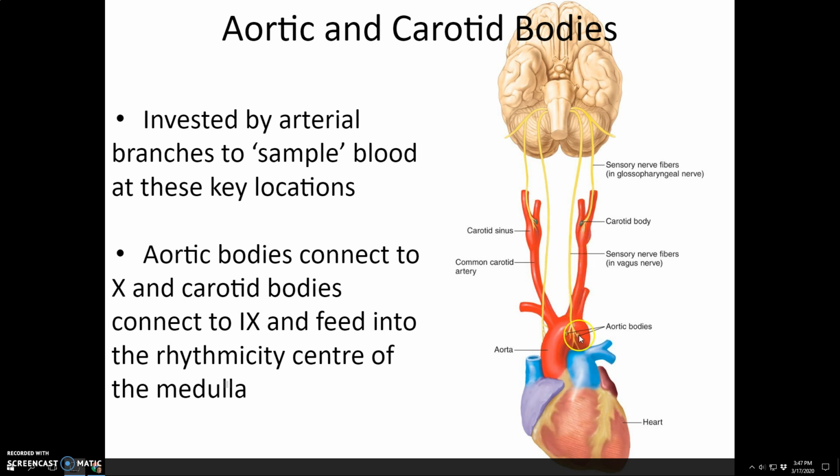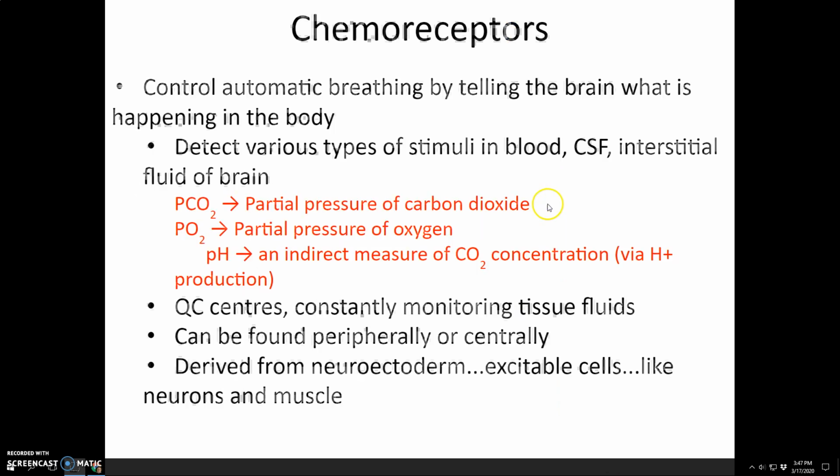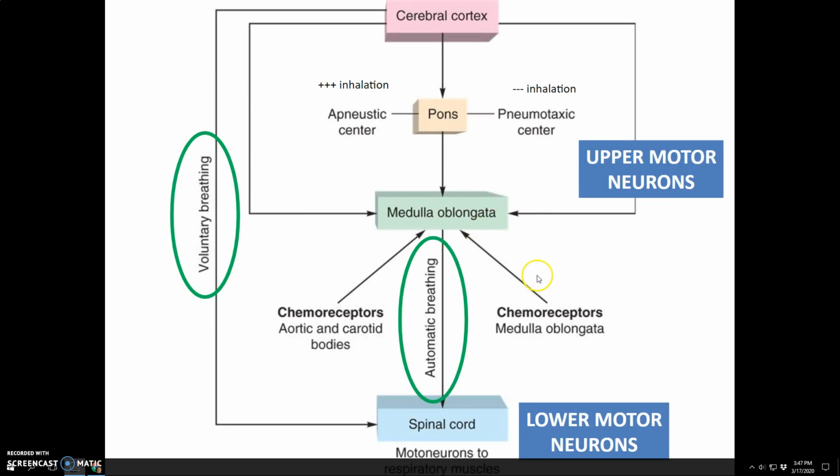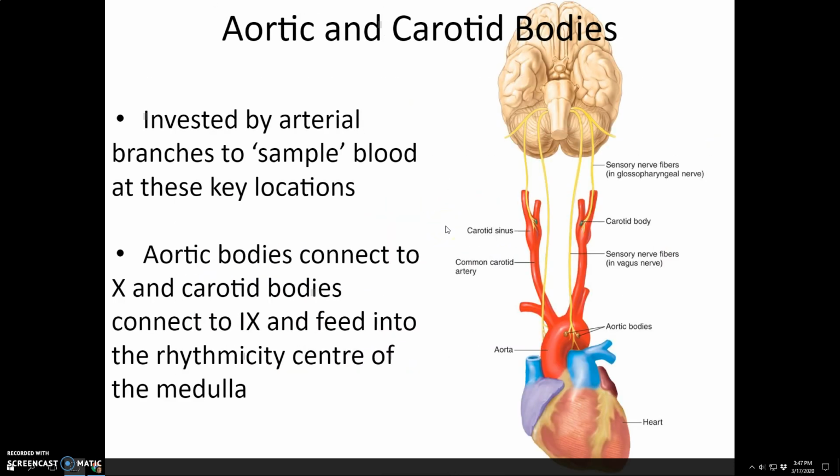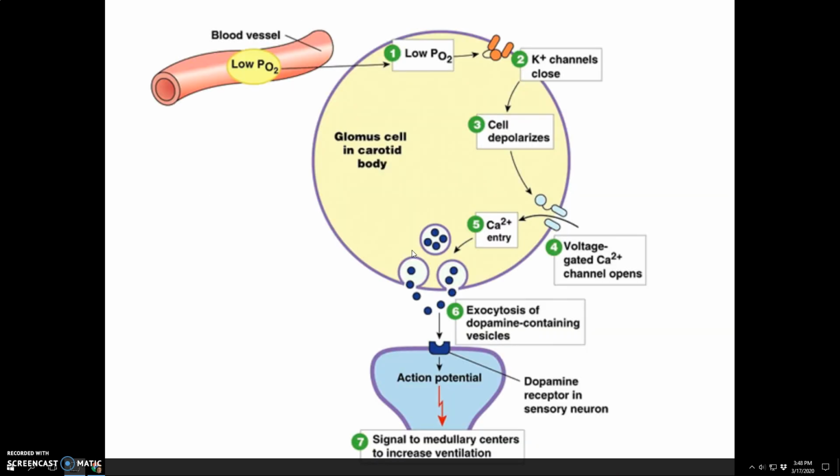And so the aortic bodies, basically there are little cells in here that can detect, for example, a decrease in O2 and communicate that to the medulla. So this is a visual representation of the anatomy that's shown here. Aortic and carotid bodies connecting to the medulla. Aortic bodies connect to the medulla via cranial nerve 10. Carotid bodies connect to the medulla via cranial nerve 9. Both of these feed into the so-called rhythmicity center, and so those can increase the depth, the rate of breathing.